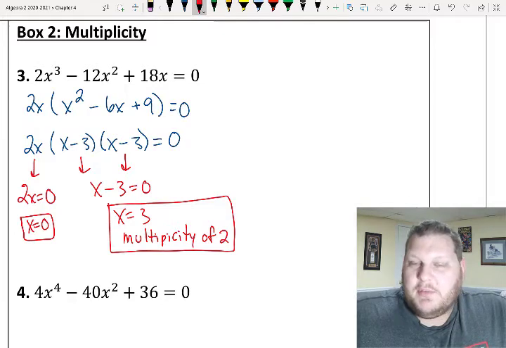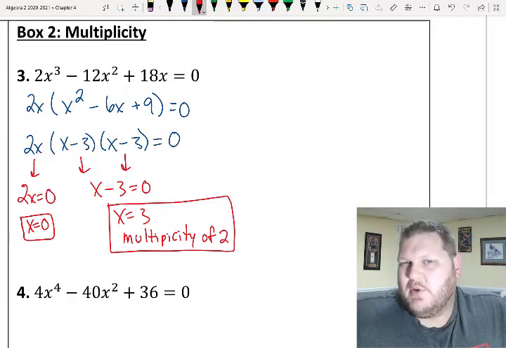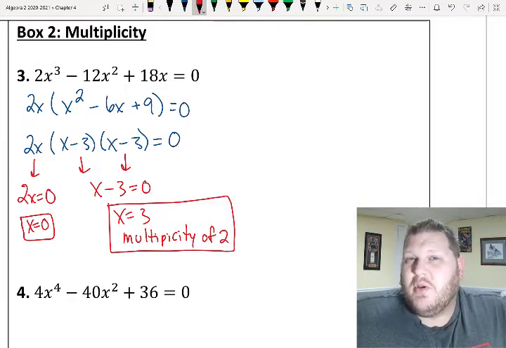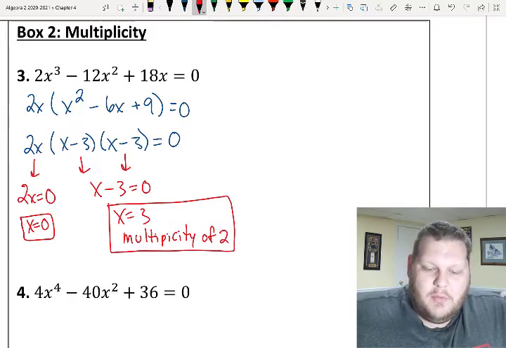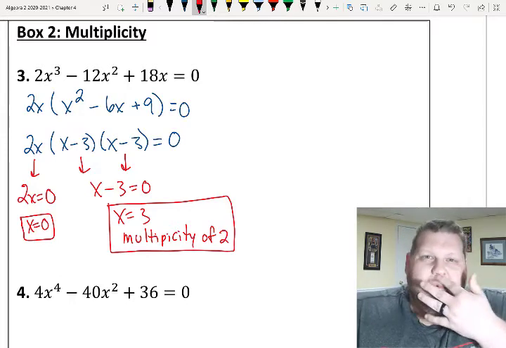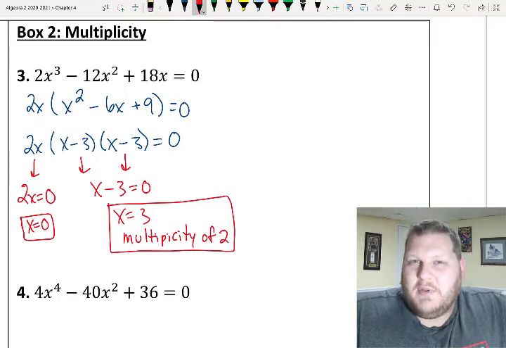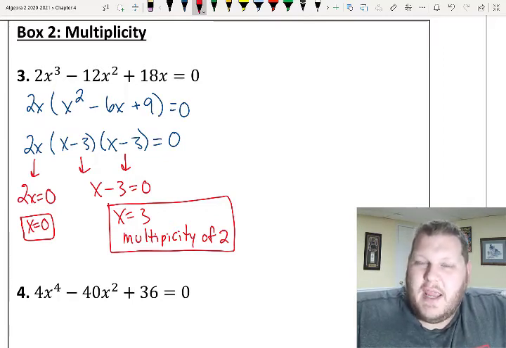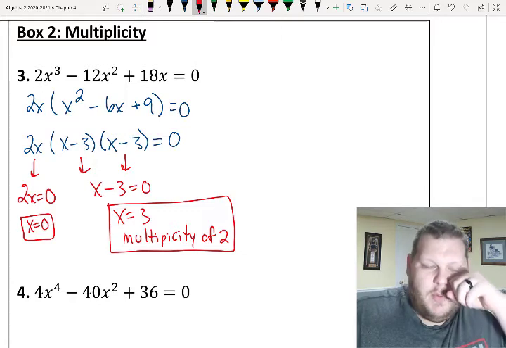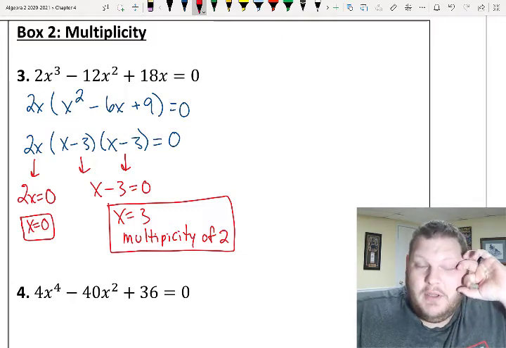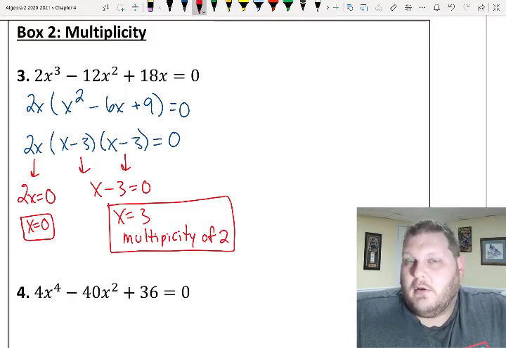We could have multiplicity of a number of different things. Pretty commonly, multiplicity of 2 and 3 are probably what we'll see. Or, most of the time, we don't say that it has multiplicity of 1, meaning it just happens a single time. But we'll talk about it a little bit later, kind of what the multiplicity tells us about what the graph looks like.